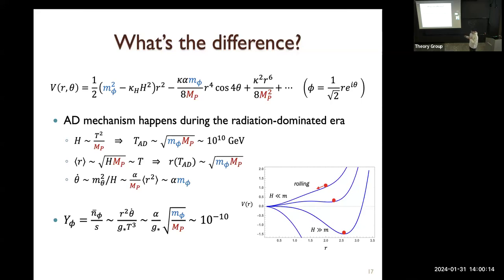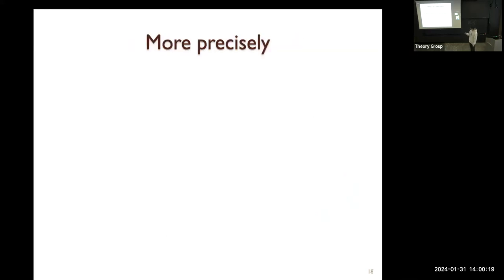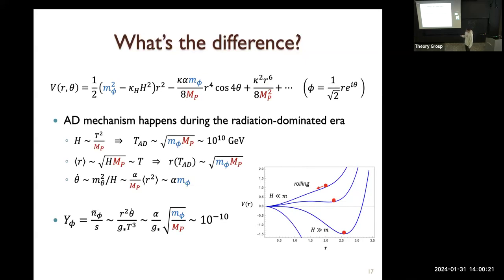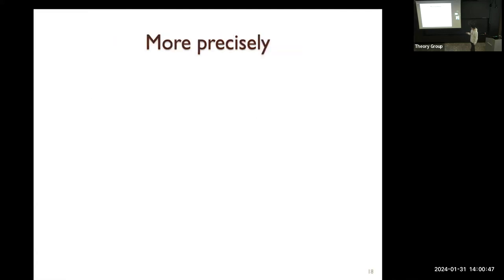Then I'm going to show the exact dependence of this term in the next slide, so we can see that as well. Why do you equate H with temperature? Oh, so you just put H with T squared over M Planck here, and you get the temperature. Ah, okay. So this is only valid during radiation domination. Okay, I can talk about this dependency more precisely.